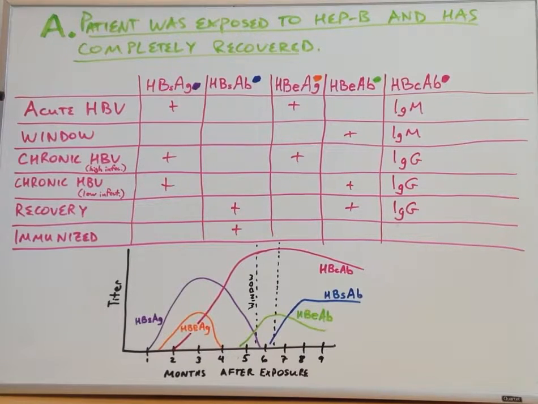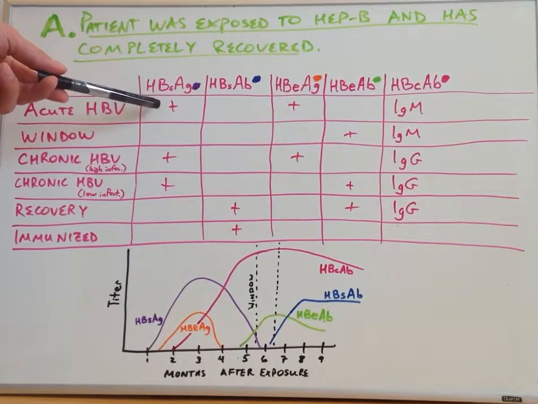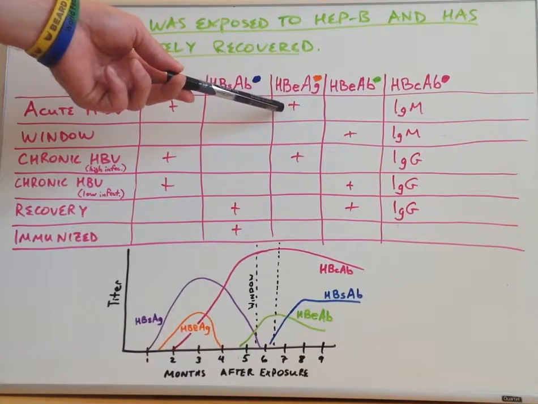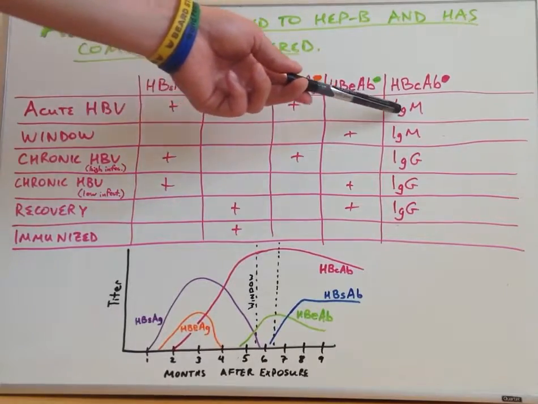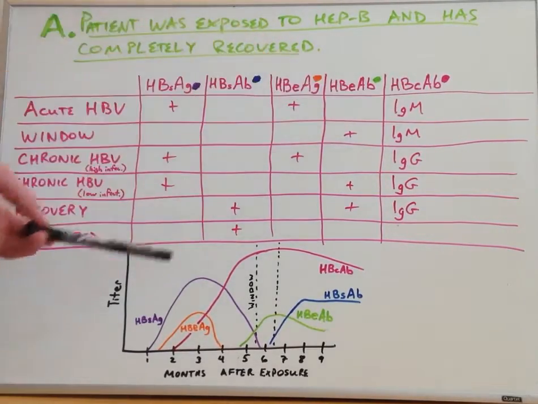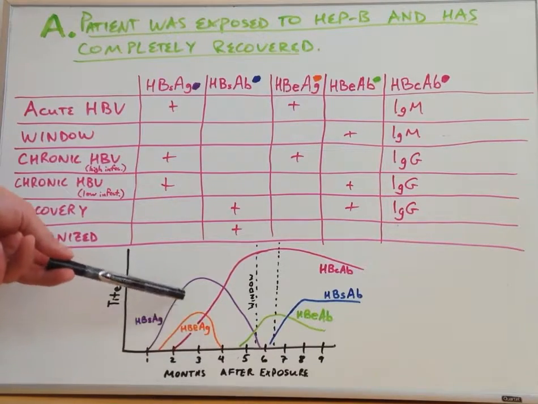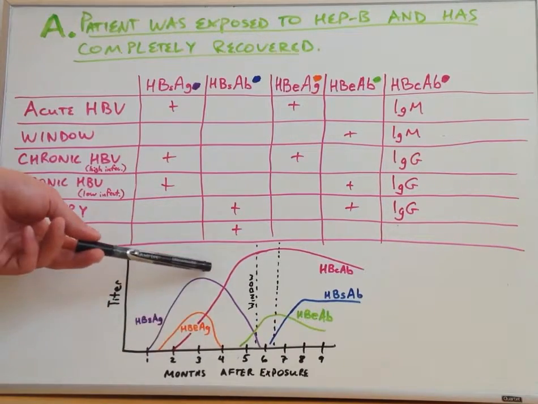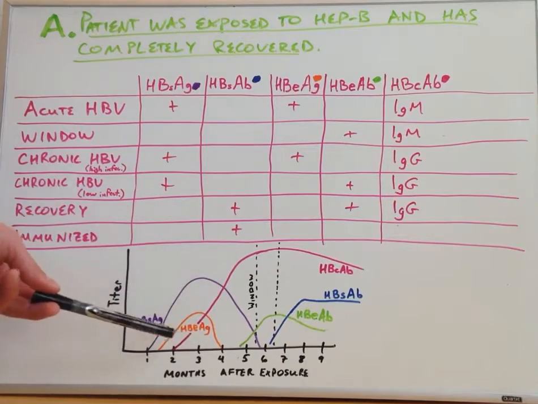Now, in the acute HBV infection, we have both the serum markers of HBs antigen and HBe antigen present, as well as the introduction of the HBc antibodies, or IgM. And here we can see that in the acute phase, all three of these serum markers are present.